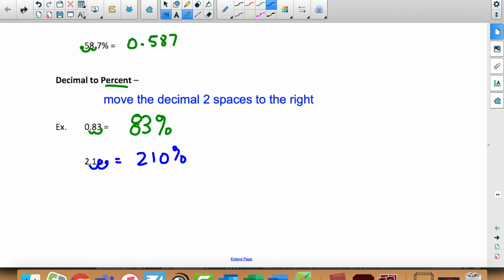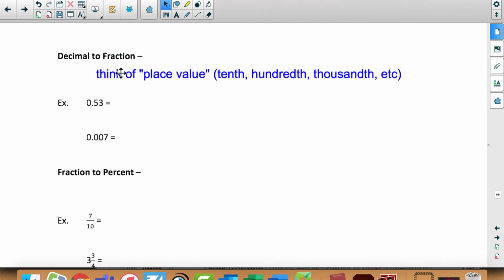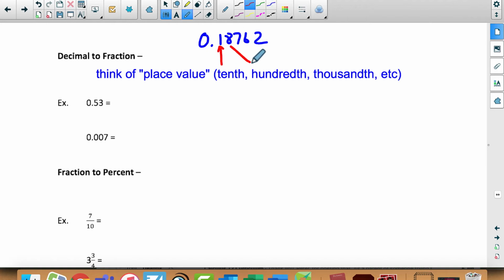All right, let's go to the back. Now we're going to go from decimal to fraction. We're starting to get a little harder here. So my advice with decimal to fraction is to think of place value. You know your place values? It goes like after the 0. If I had a decimal like 0.18762, this 1 is in the 10th position. This 8 is in the 100th position. This 7 is in the 1000th position. This 6 is in the 10,000th position. The 2 is in the 100,000th position.